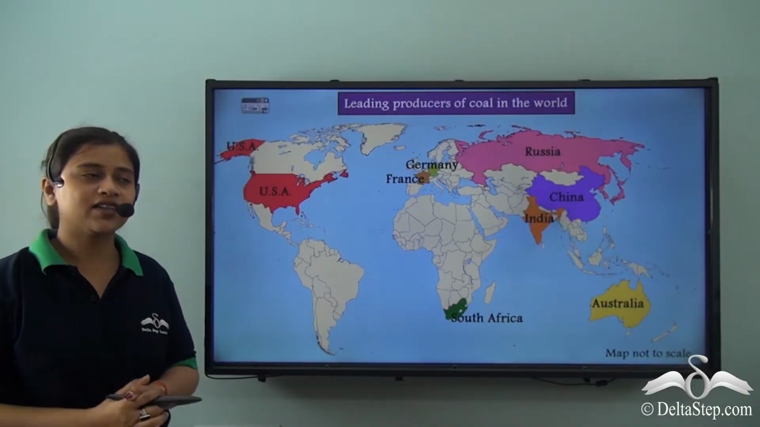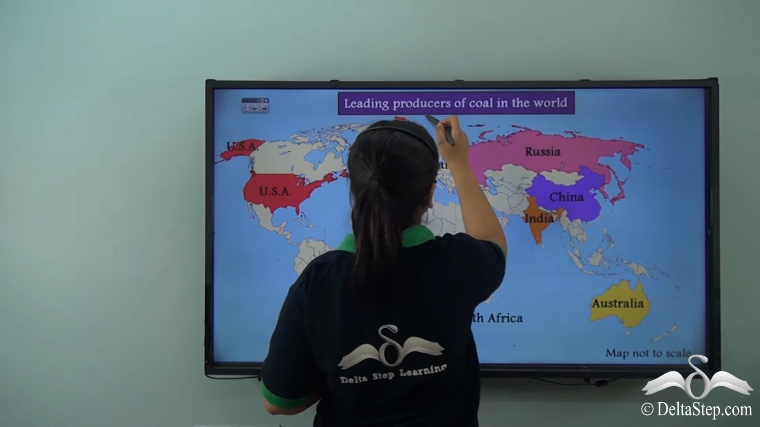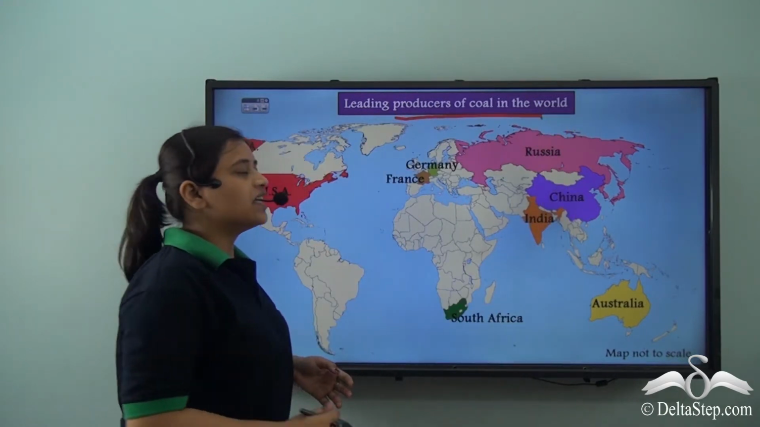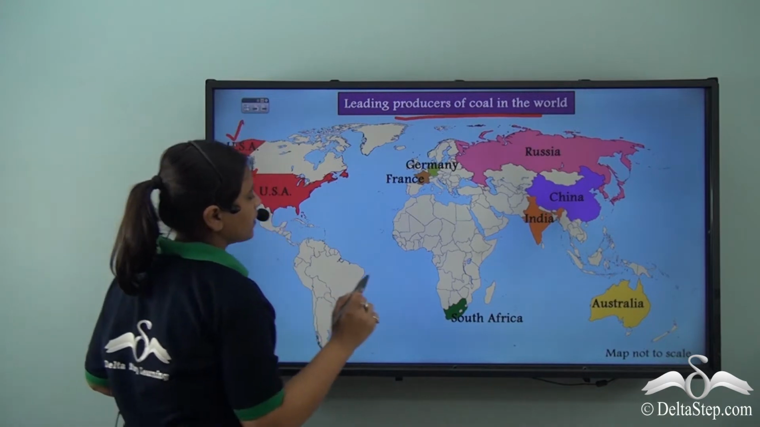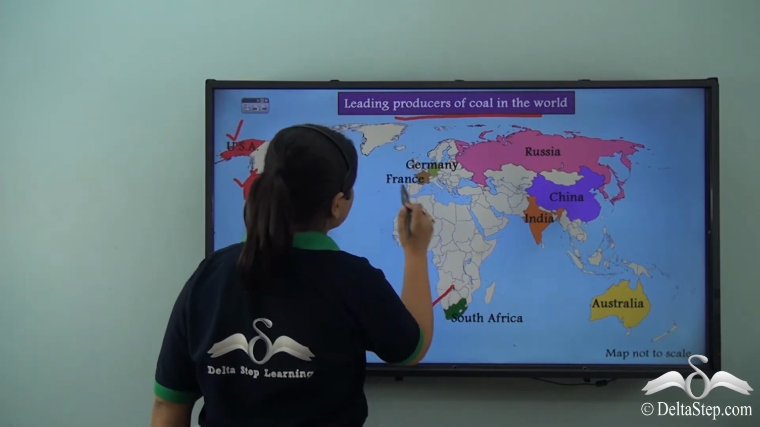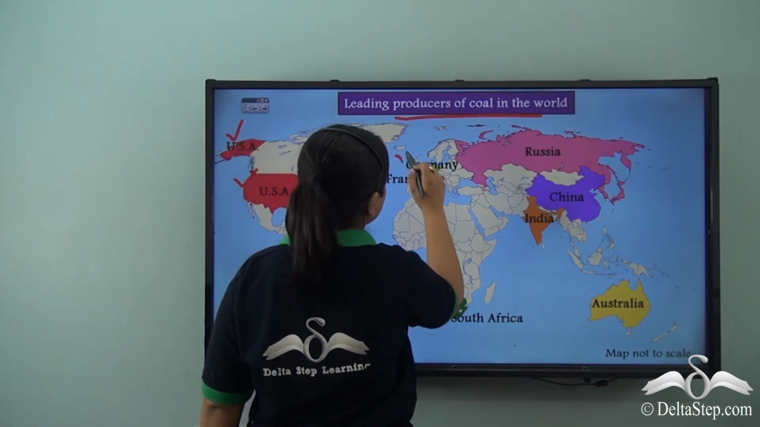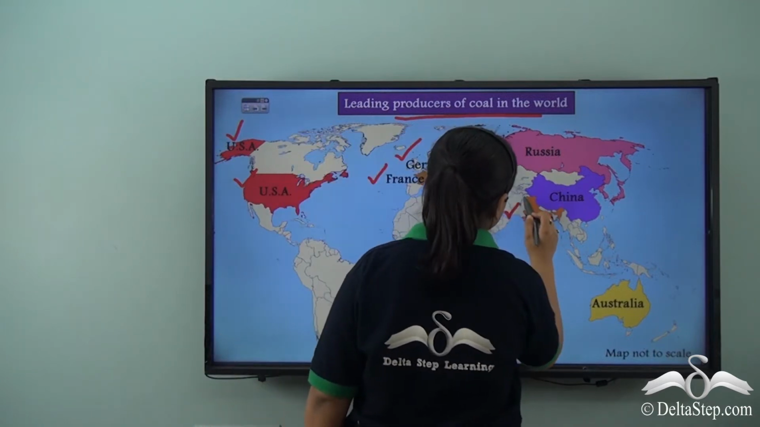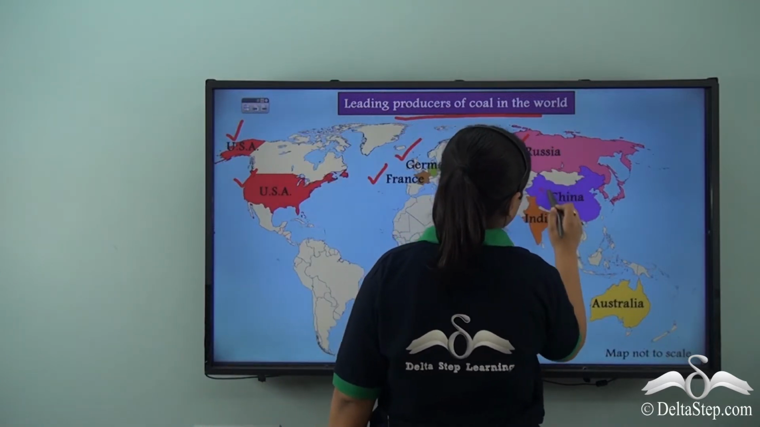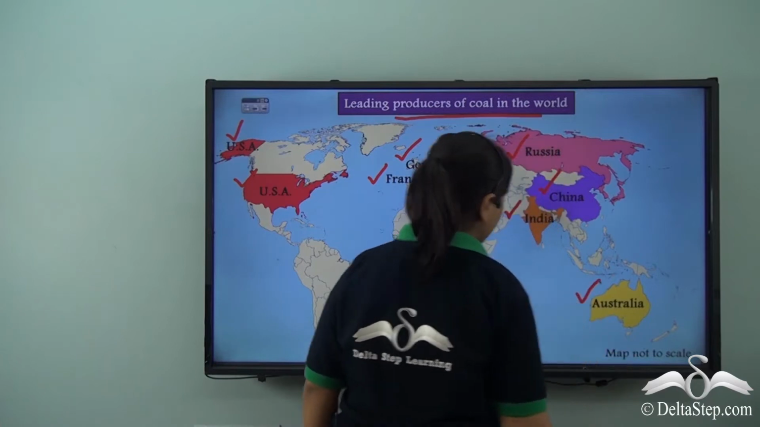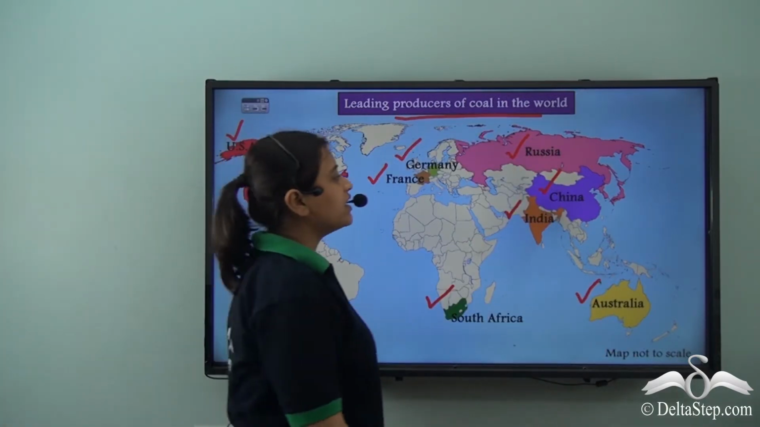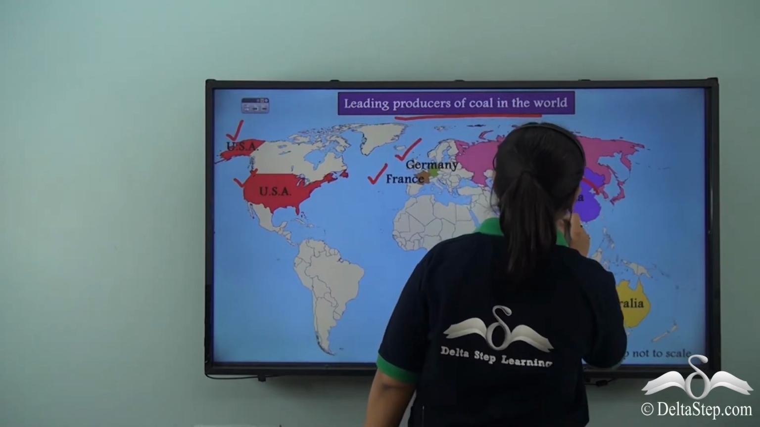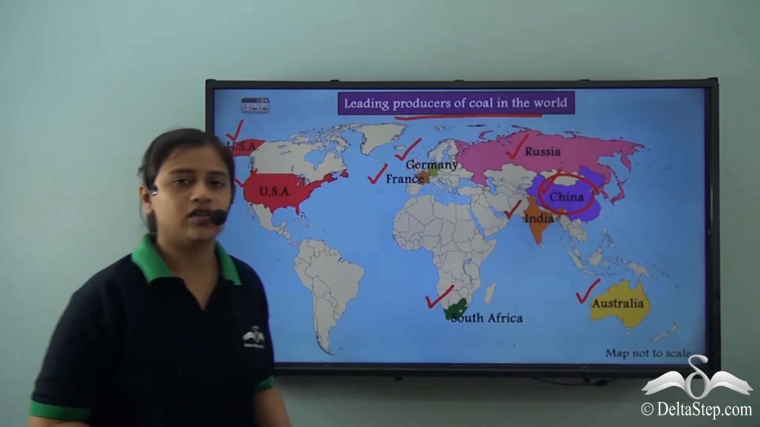So now let us point out the leading producers of coal in the world. These are USA, South Africa, France, Germany, India, Russia, China and Australia. Out of all these countries, China is the largest producer of coal in the world.